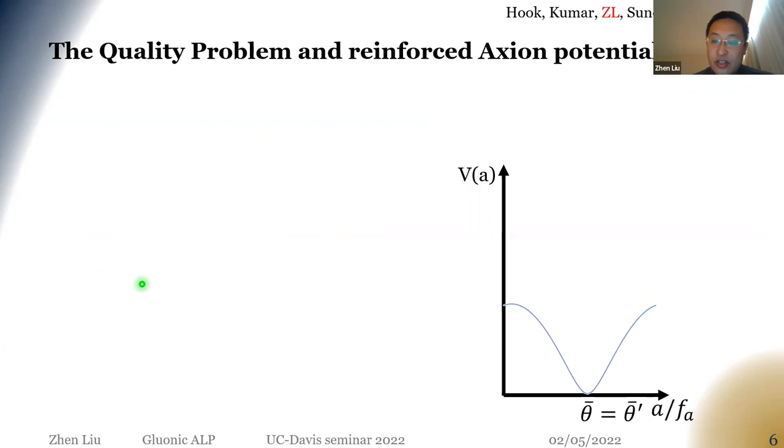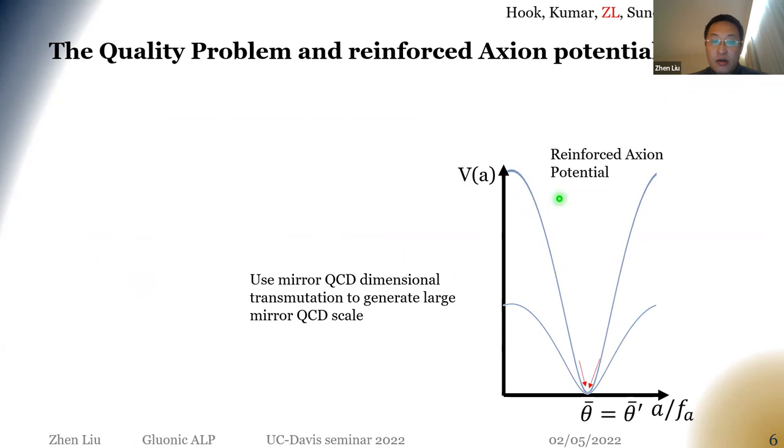potential. So on the right panel is again a typical QCD axion potential, okay? But with a mirror sector, the mirror QCD generates another axion potential, which is much higher in height, at a much higher scale. Let's see how we get there.